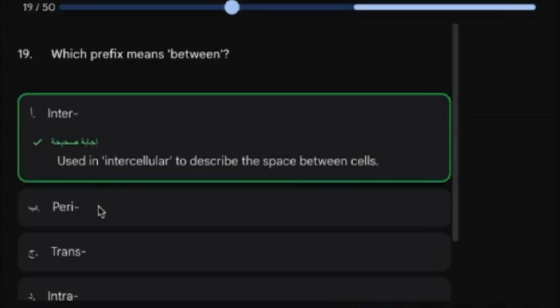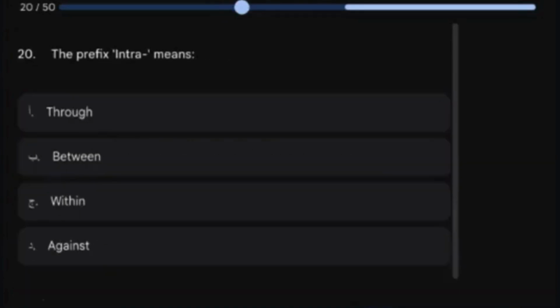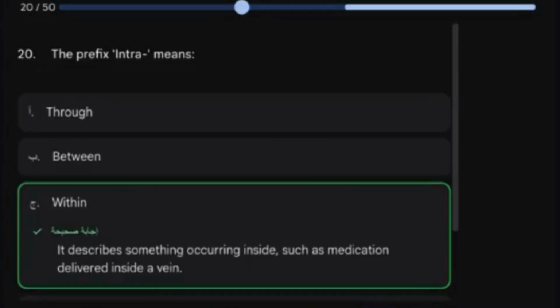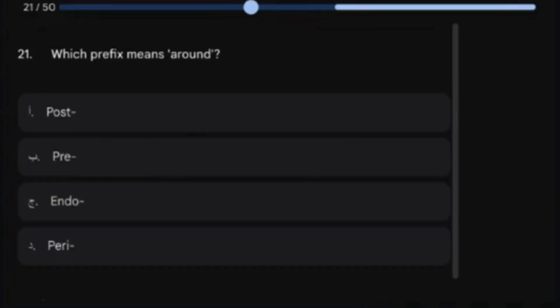Peri means around, like in pericardium, the layer surrounding or around the heart. Trans means across or through something, like a transparent window, which we can see across or see through. And intra means inside of something, like intracellular, for example, or a medication delivered inside a vein, like intravenous. Which prefix means around?